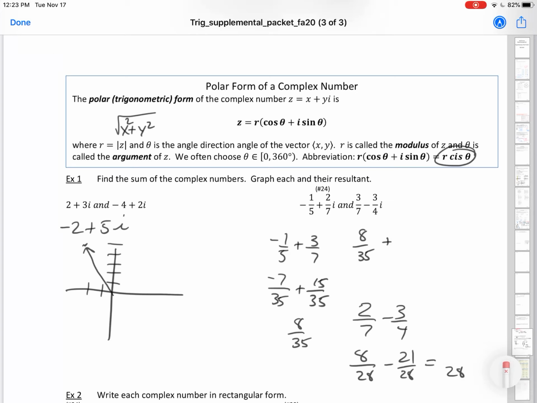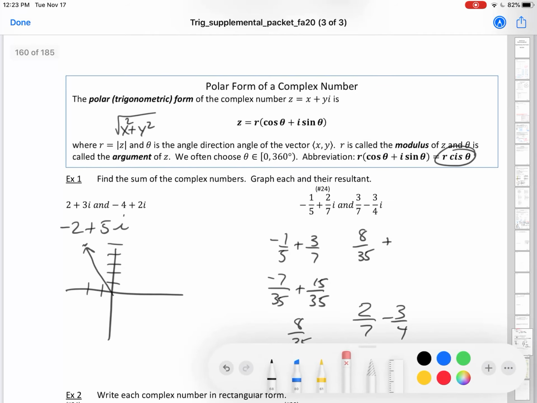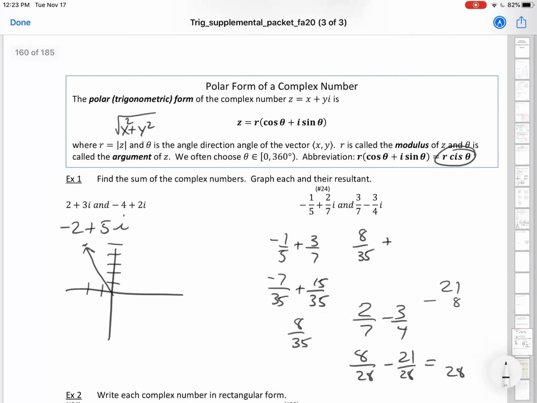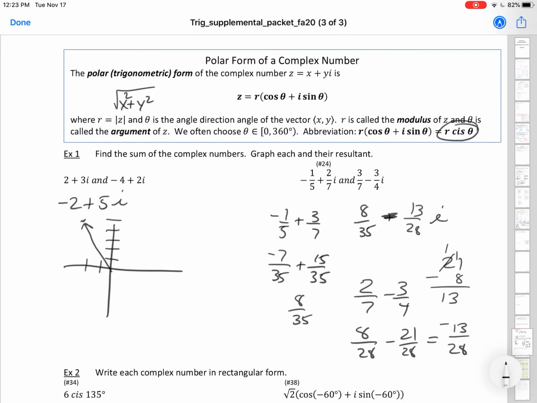Okay, so if I look at 21 minus 8, okay, 13, sorry, 13 over 28, losing my train of thought here. So we get a 13 over 28, and it's negative, right? So let me make that a minus i. And then you just do your best to plot those fractions.